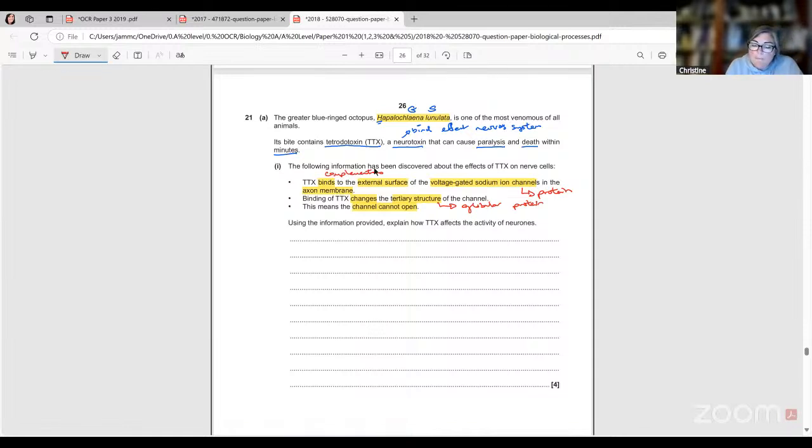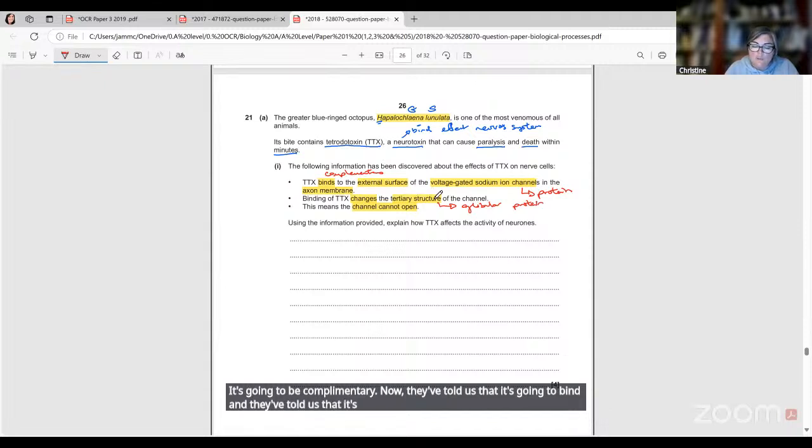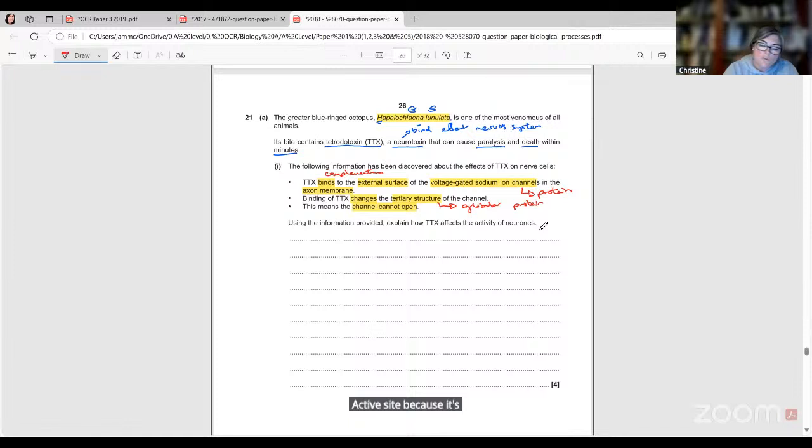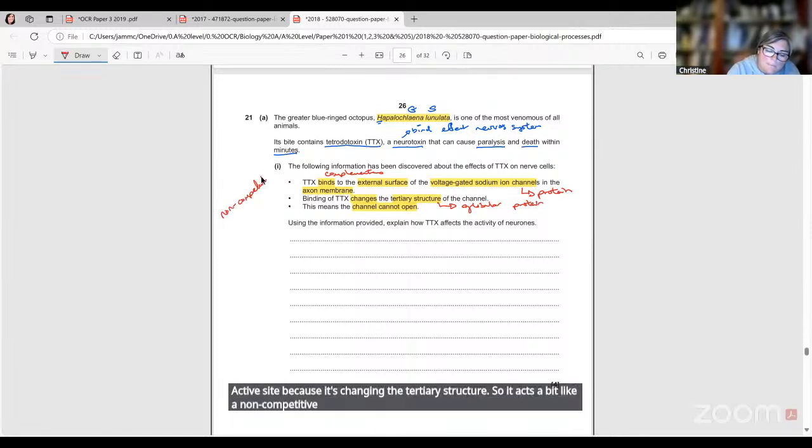It's going to be complementary. Now, they've told us that it's going to bind, and they've told us that it's going to change the tertiary structure of this globular protein. So again, they've kind of told me that this is going to not bind to the active site because it's changing the tertiary structure. So it acts a bit like a non-competitive inhibitor.